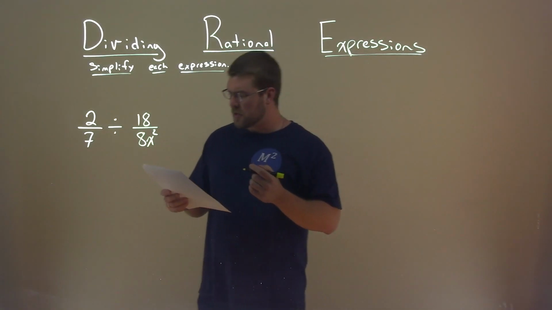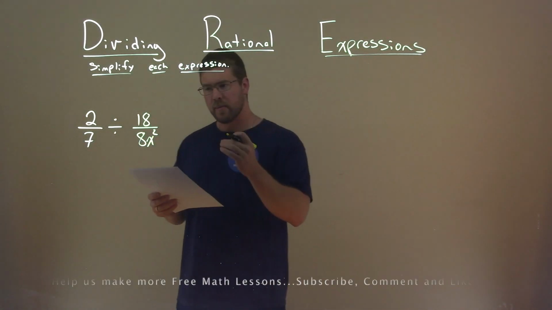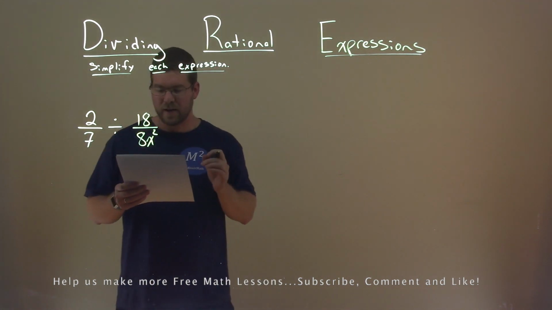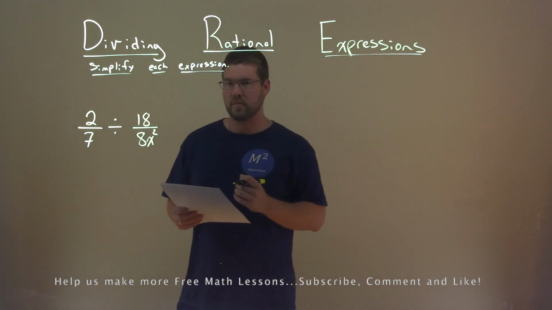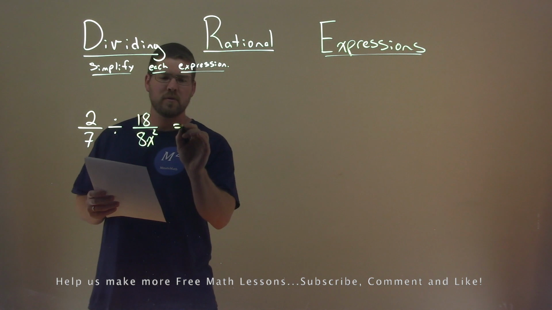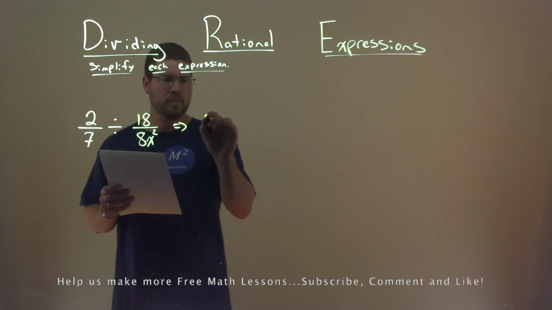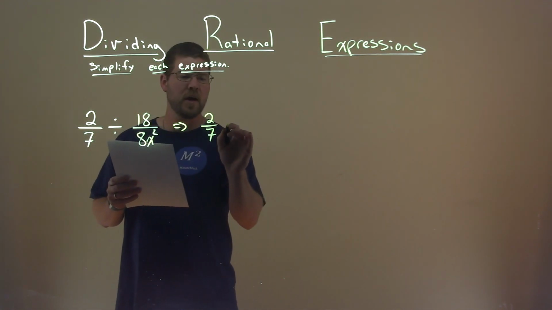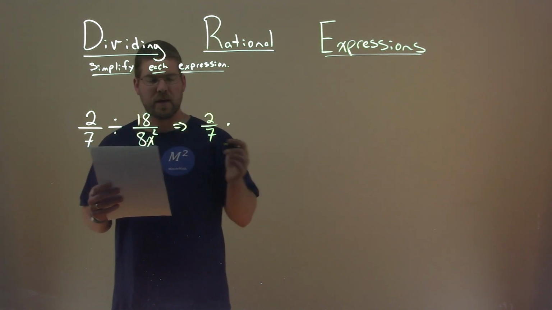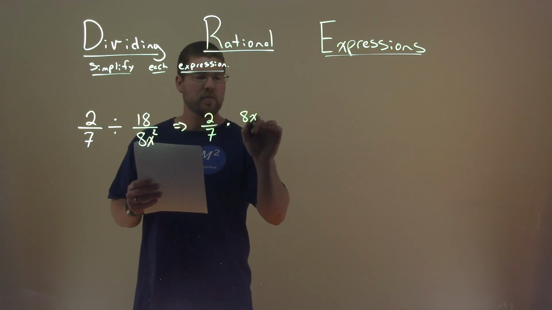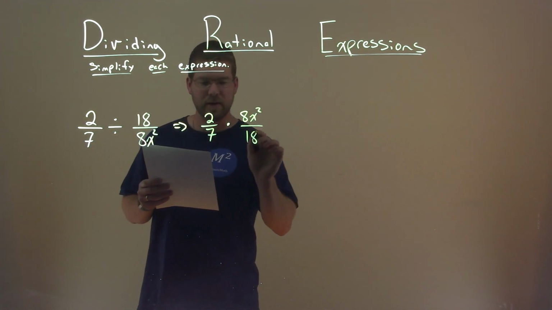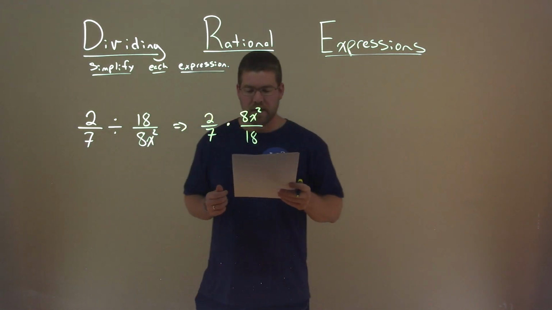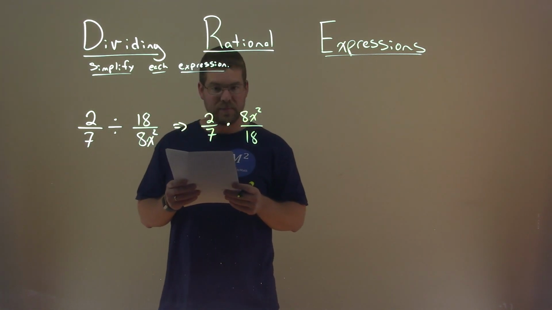We're given this expression right here, 2 over 7 divided by 18 over 8x squared, and we need to simplify this expression. First thing I'd like to do is rewrite this as a multiplication problem. 2 over 7 stays where it is, but now we're multiplying and we flip the second fraction. 8x squared over 18. Now let's break down what we can.